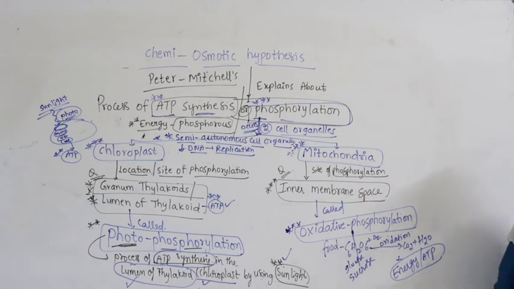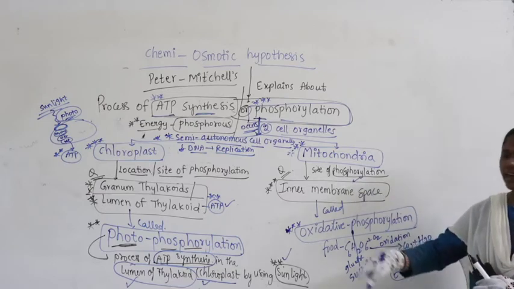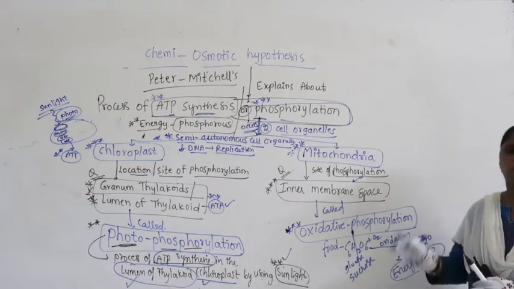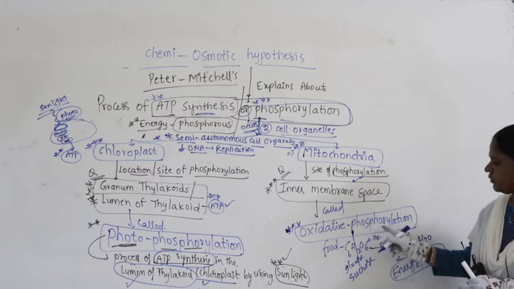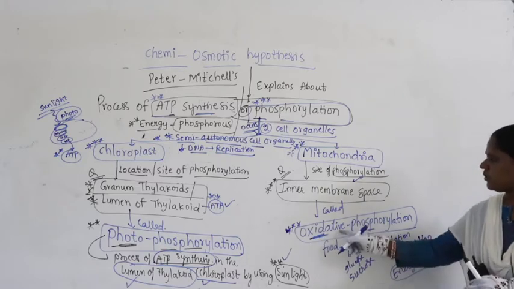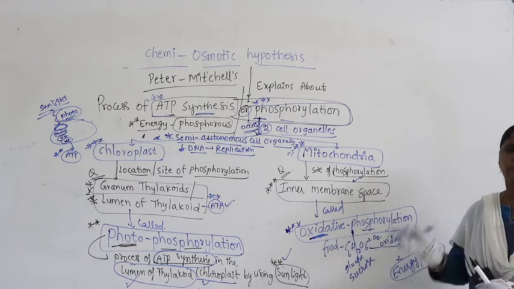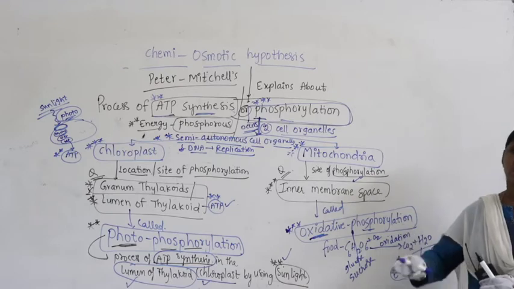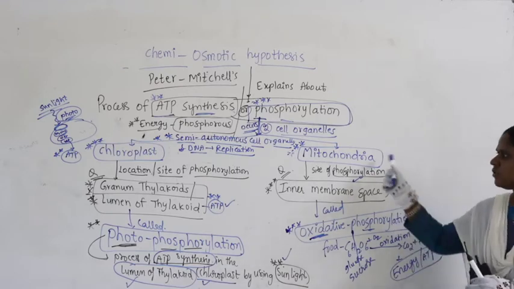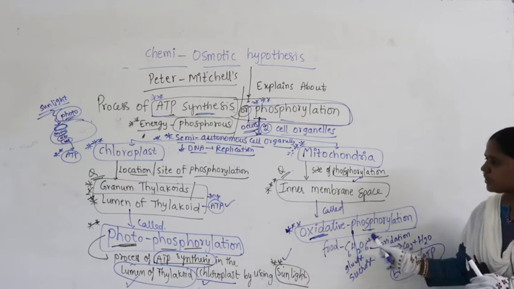What is that energy? Itself is nothing but ATP. So here in mitochondria also ATP synthesis occurs. Where it occurs means inner membrane space. What do you call that? Oxidative phosphorylation. Why is it called oxidative here? Here it produces ATP with the oxidation of food. By breakdown of the food, energy is released. That energy is stored in mitochondria, right.